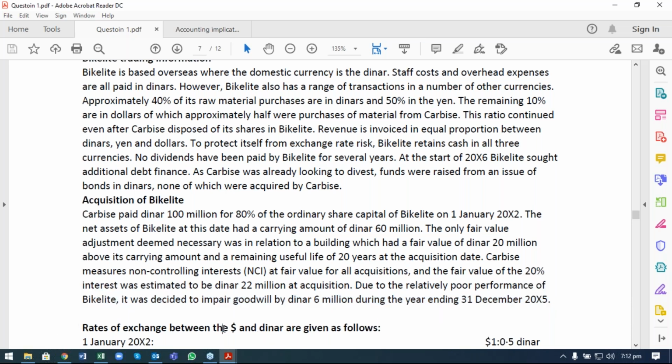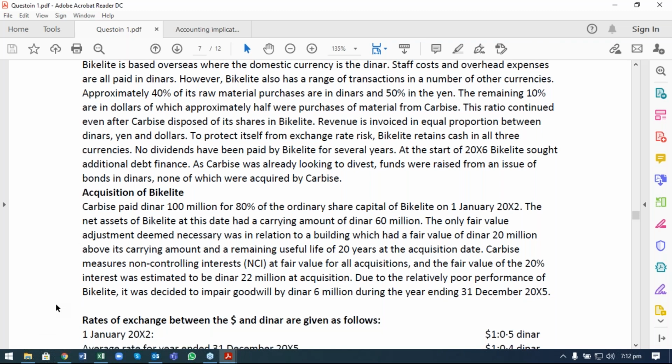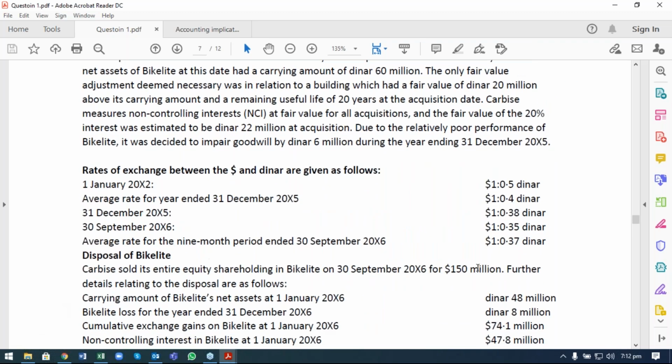Exchange rates between dollar and dinar are given as follows. On 1st of January 2002, the exchange rate was $1 equals 0.5 dinars. The average rate for the year ended 31st December 2005 was $1 equals 0.4 dinars, and in the same way, the rate for 31st December, along with 30th September, was given. An average rate for the 9 months period to 30th September 2006 was given. Disposal of Backlight was also provided in this question.